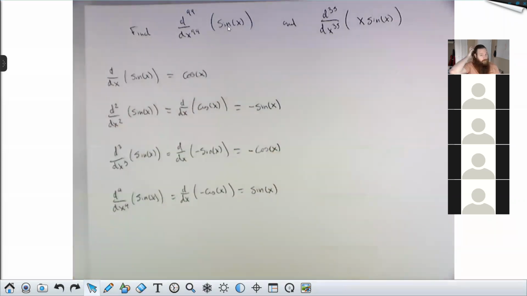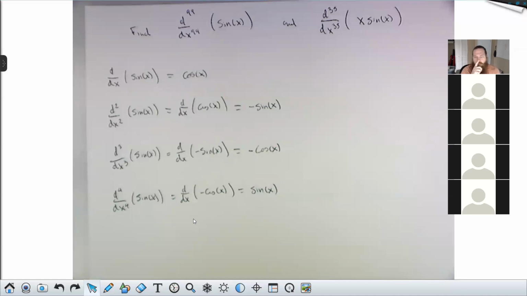So there's a neat pattern here. What do we think the fifth derivative is? Cosine x. Yeah, we're back around to the start, right? And the sixth derivative? Negative sine x. Yeah, it would be the same as the second derivative. So every four, these repeat.